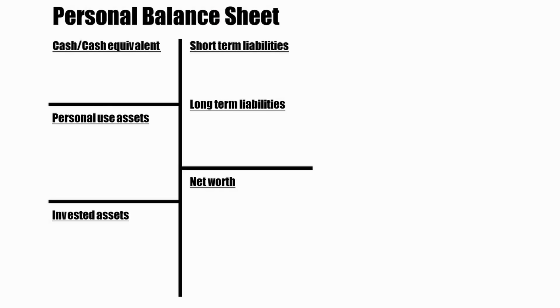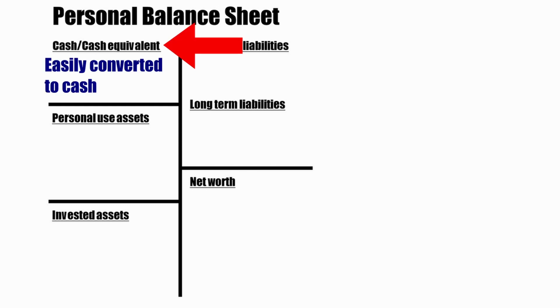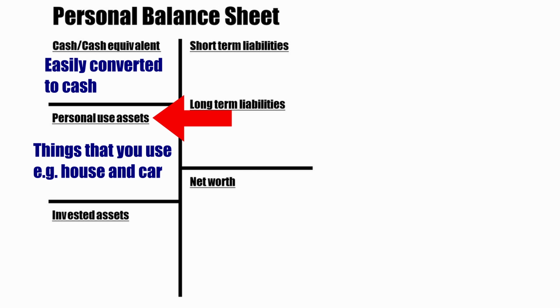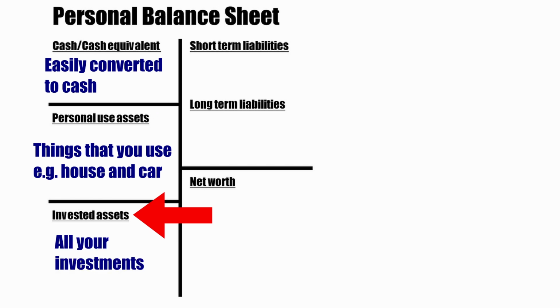Let us first start with the assets. The assets component can be broken down into three parts. The first one is cash and cash equivalent. These are your assets that can be converted into cash very quickly. The second part is your personal use assets. These are the assets that you use on a day-to-day basis, like the house that you are staying in or the car that you are driving. The third part is your investment assets. These are the assets that you invest to help you grow your money.